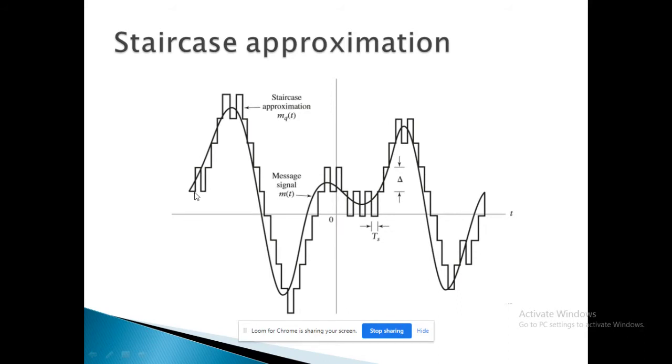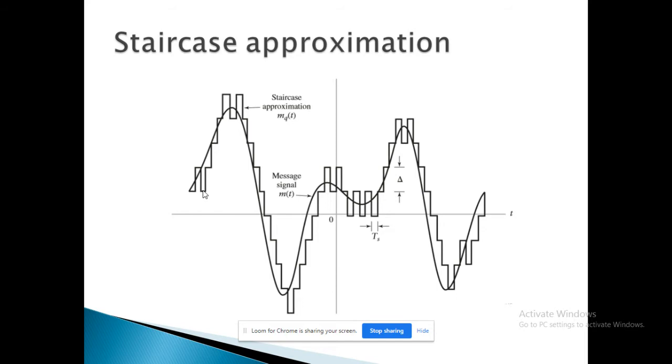Here, the message signal is compared with the approximated value. If the message value is greater, then the staircase is increased. If the message value is smaller, then the staircase will be decreased. The given oversampled signal is compared with the previous staircase sample. If the analog signal value is smaller than the staircase sample value, the staircase is decreased by minus delta.